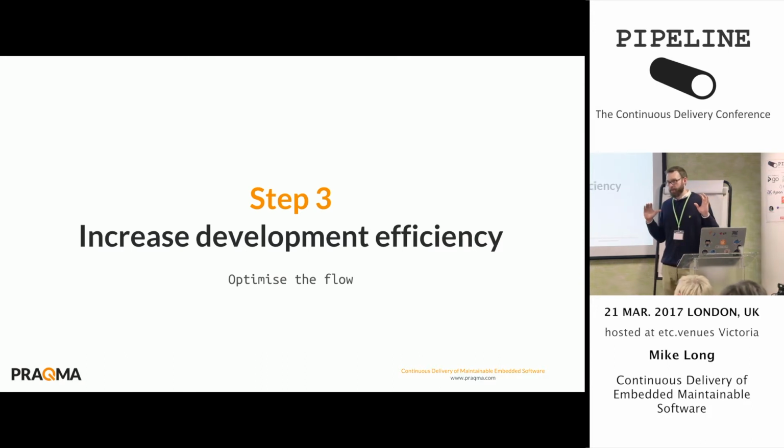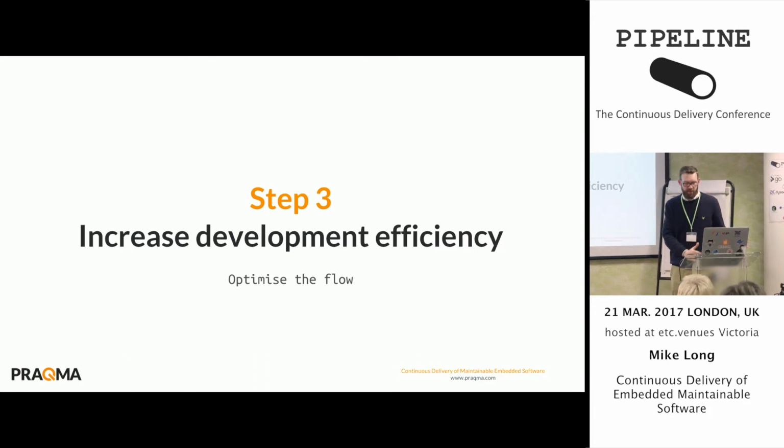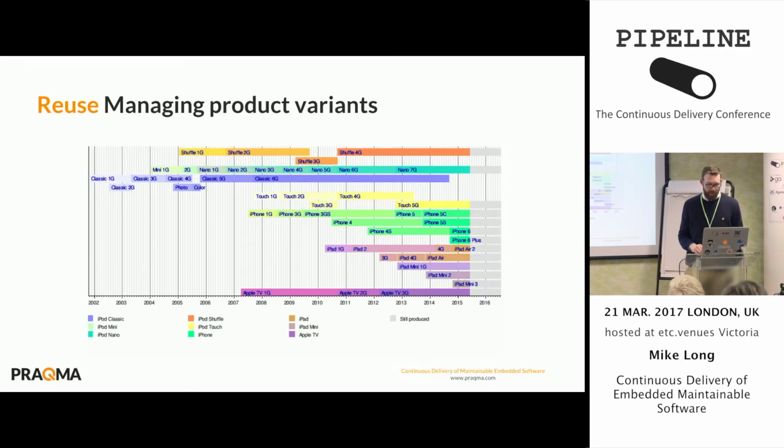Okay, so you've got your build process under control, you've got your quality process under control, then you want to start thinking about how do I go faster? How do we make the team produce software faster? How do we optimize the flow?